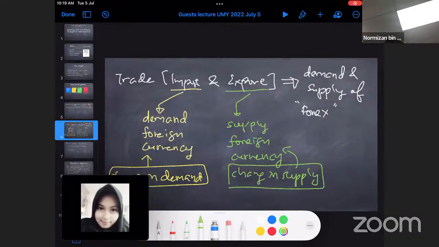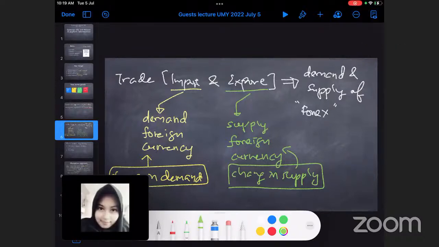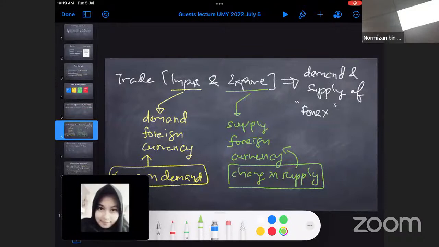All right, so that's why we can see trade affects the forex, and at the same time forex will affect the trade. Okay, so that's why this elasticity explains the exchange rate and the balance of payment. So as the elasticity of export and elasticity of import change, then it will change the demand and supply of foreign currency. And at the same time, as the exchange rate changes, and the elasticity changes, it also will change the import and export. Okay, this will change the trade.